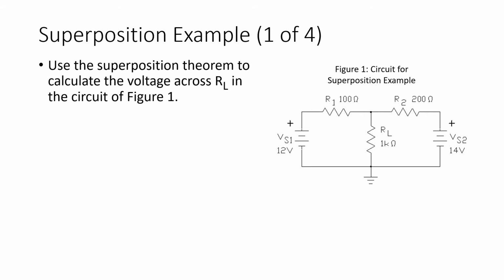So let's look at an example of the application of the superposition theorem. Understand that the circuit of figure 1 is a multi-source circuit. We've got two DC sources, VS1 and VS2, applied to a series parallel combination of resistors.